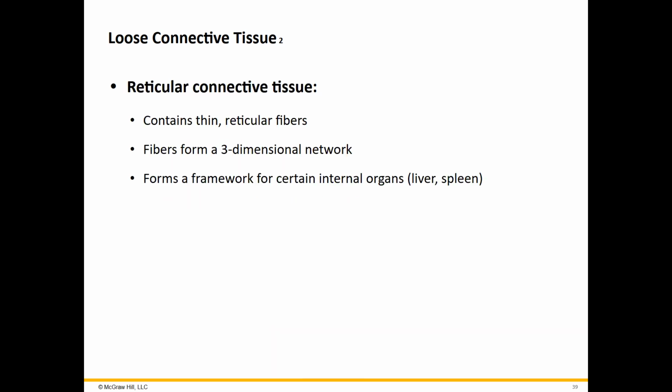Finally, reticular. What did I say about reticular? Spleen and liver. Don't worry about it. It's spleen and liver. Reticular connective tissue is a form of loose connective tissue, and it has to do with spleen and liver.